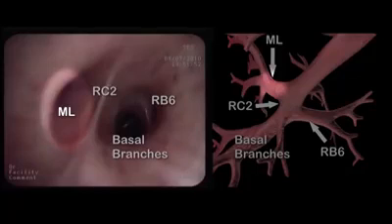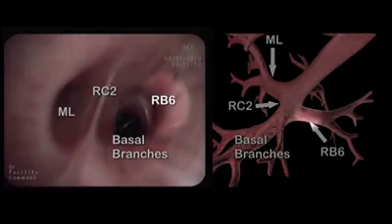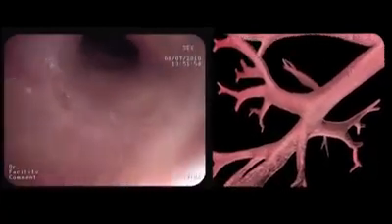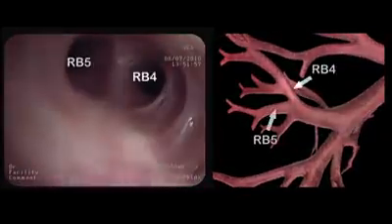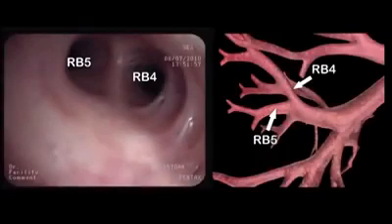Here we identify the orifice of the middle lobe, the right carina 2, the basal branches, and the apical segment of the lower lobe, or RB6. We then enter the middle lobe bronchus, which divides into the lateral segmental bronchus, or RB4, and the medial segmental bronchus, or RB5.